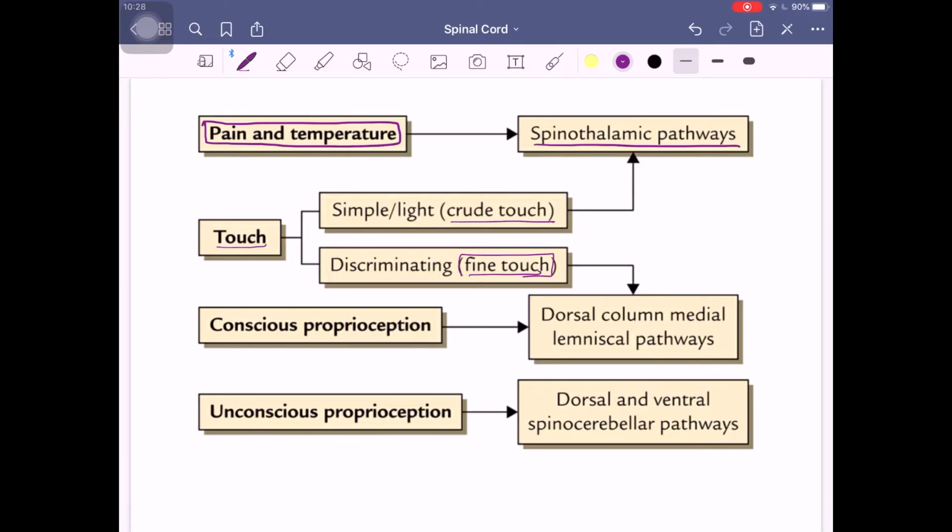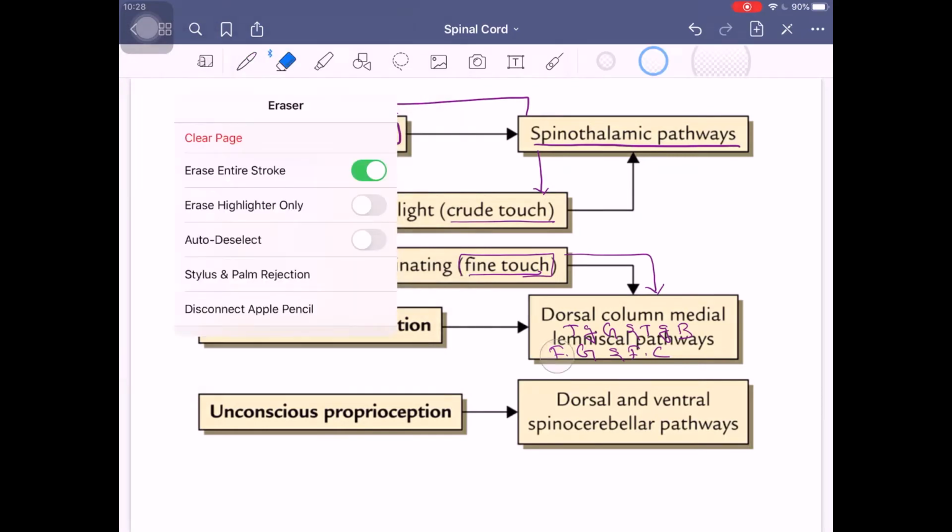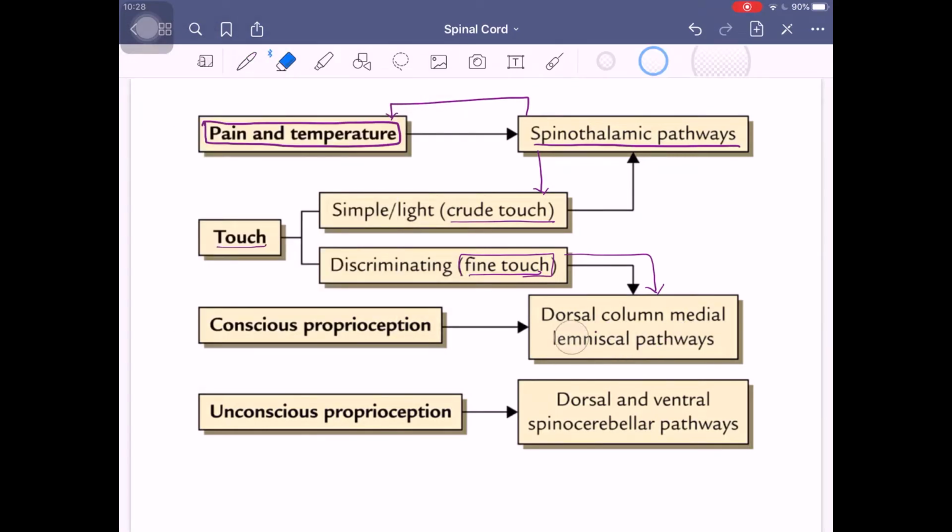So you can see the crude touch is also carried by the spinothalamic tract. Thereby you can say the spinothalamic tract is not only responsible for pain and temperature, but also for your crude touch, also called simple touch or light touch. Whereas your fine touch or discriminative touch is coming from another tract, the dorsal column medial lemniscal pathway, which is nothing but your tract of Goll and tract of Burdach, also called the fasciculus gracilis and fasciculus cuneatus. There are so many names for this.